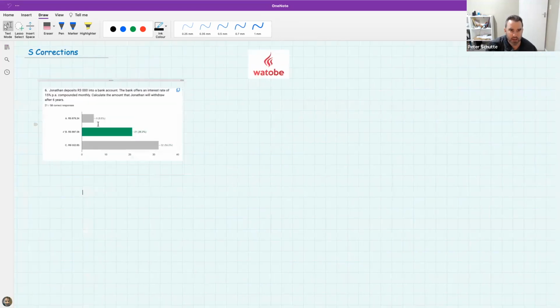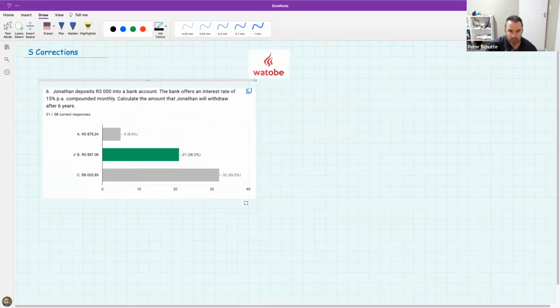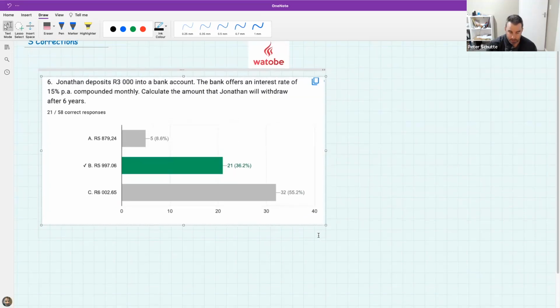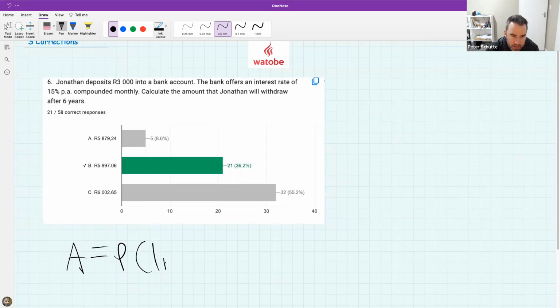I just want to start by correcting that so that nobody gets confused. So here is a mistake that I just want to go through. It says, Jonathan deposits 3,000 into a bank account that offers an interest rate of 15% per annum compounded monthly. How much will Jonathan withdraw after 6 years? So step one is you need to identify the correct formula, which is the compound growth formula.